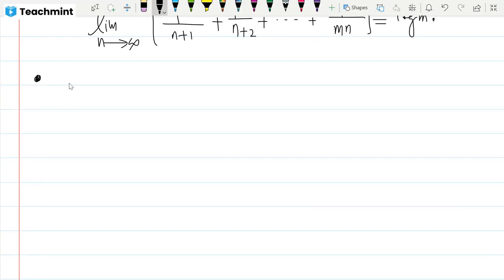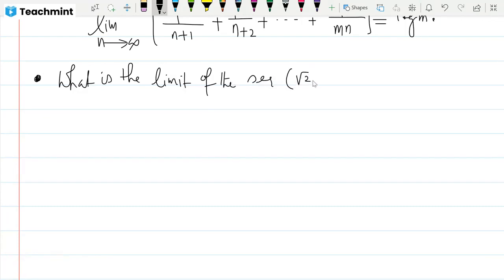Now I am interested in finding the limit of the sequence. So I am writing it in the form of a question: what is the limit of the sequence? The sequence is this one. First term is root 2, second term is 2 into root 2, and third term is 2 into root 2, and so on. I'm interested in finding the limit of this sequence, or the same question I am writing in a different way.